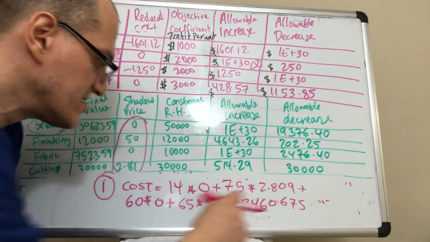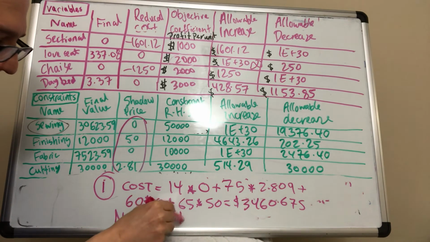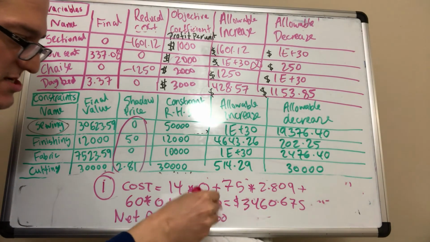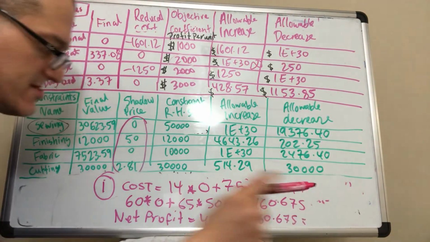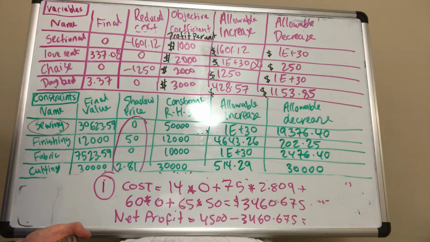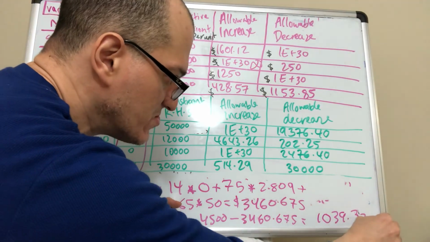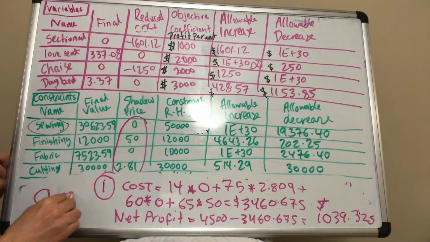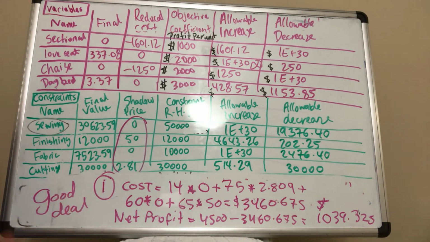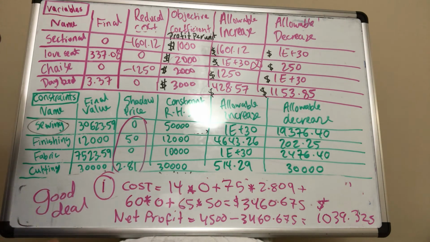So the cost of making this product is going to be $3,066.75. So your net profit in this case, if you're gonna sell it for 4,500 minus 3,066.75, you're going to make profit of 1,433.25. So that's a good thing, good deal. So if you do the math and it's a positive number, then it's a good deal. But if you do the math and it's a negative number, it's not a good deal.